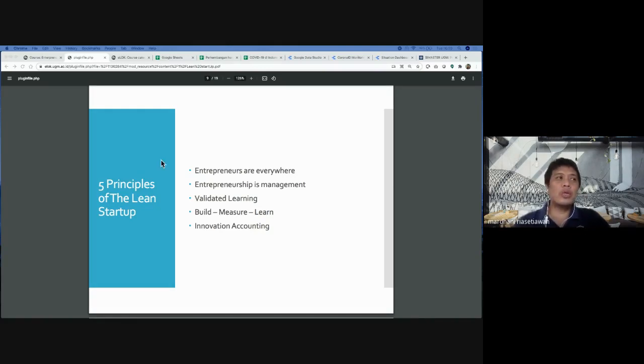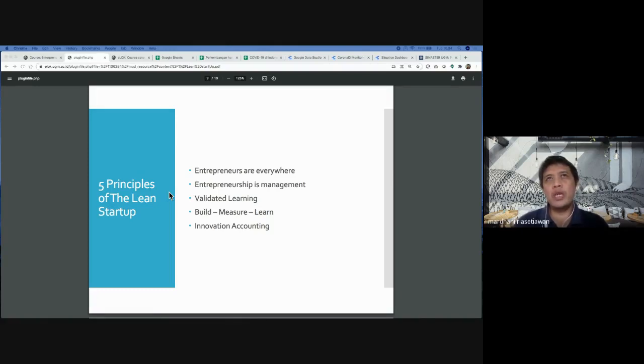So the second is entrepreneurship is management. This is about how we manage all the resources involved in our development environment. Sometimes, when we develop a startup, we think about the funding. So I think, I don't have a lot of money to start my startup, for example. Yes, of course, money matters a lot.